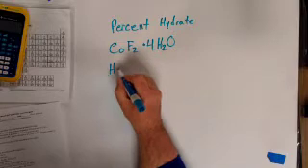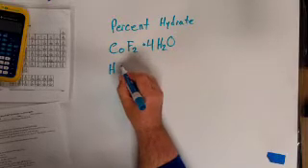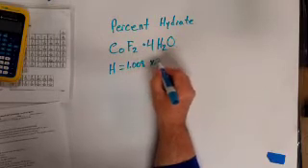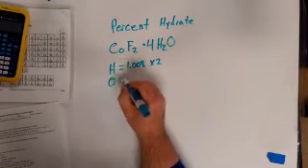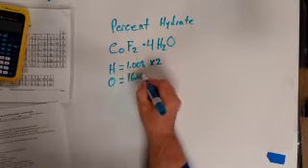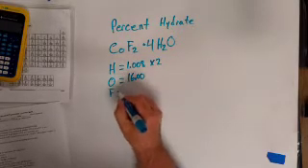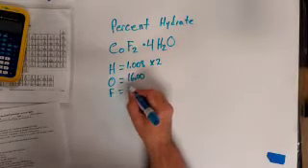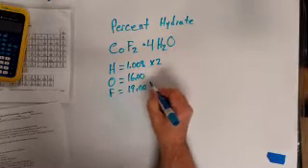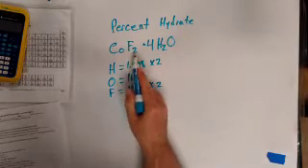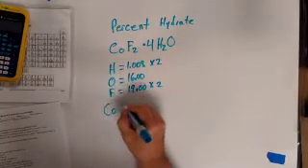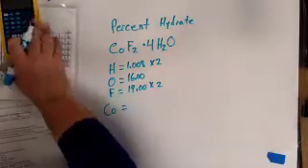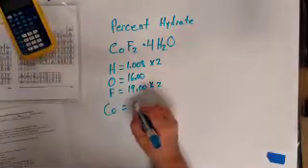So hydrogen is 1.008, and we have to multiply that by 2 because it's H2. Oxygen is 16.00. Fluorine is 19, and we have to multiply that by 2 because it's F2. And then cobalt is 58.93.